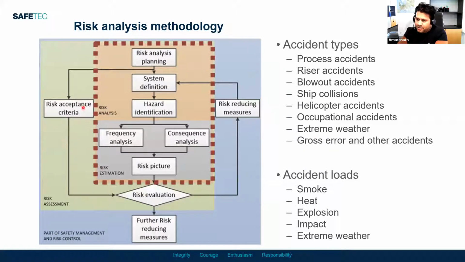The risk acceptance criteria are mainly frequency-based risk acceptance criteria that we use in the Norwegian oil and gas industry, and these can be government regulations or company regulations that we have to follow for different operators.